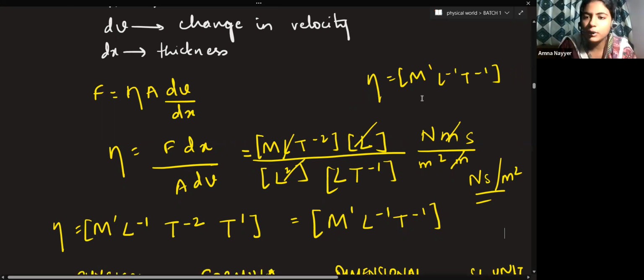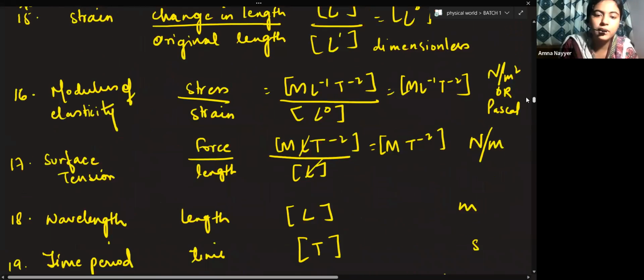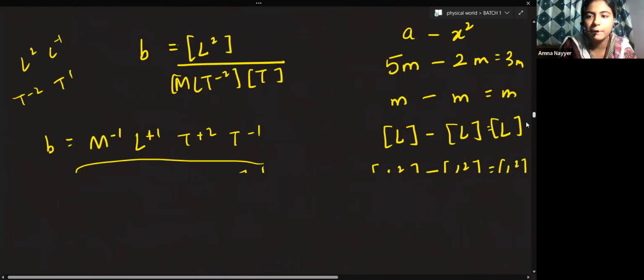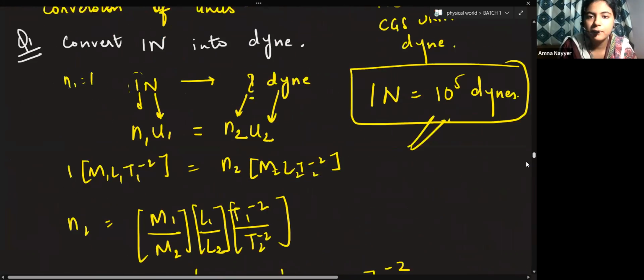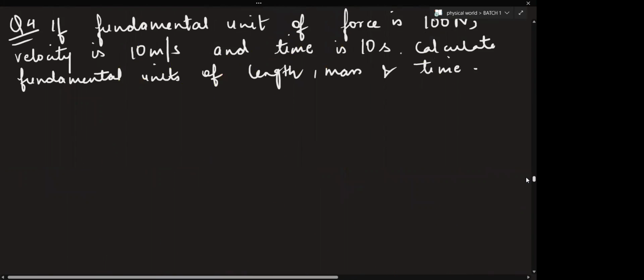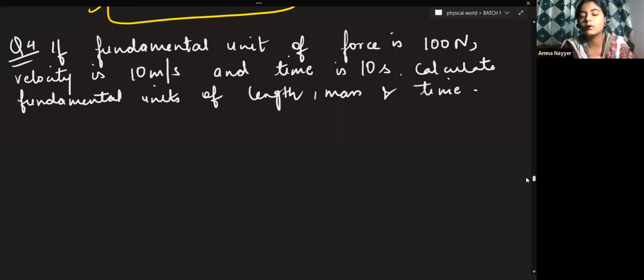Did you both try the question that I gave you? You had to find the fundamental unit of length, mass, and time. This question I gave you as homework in the last class. A fundamental unit of force is 100 Newton, velocity is 10 meter per second, and time is 10 seconds. Then you had to calculate the fundamental units of length, mass, and time. Did you try, anyone? Aram, what about you?